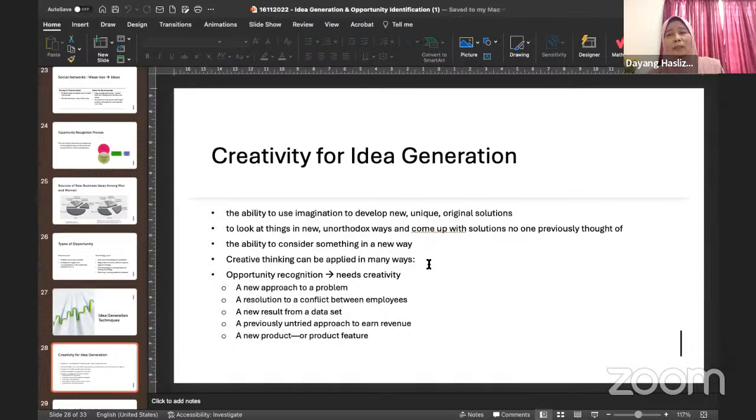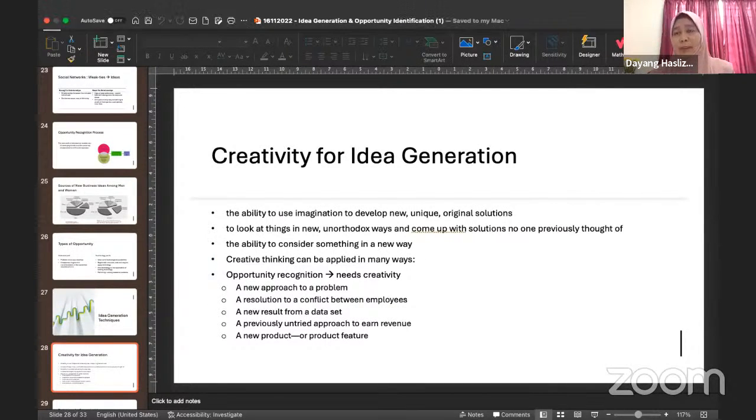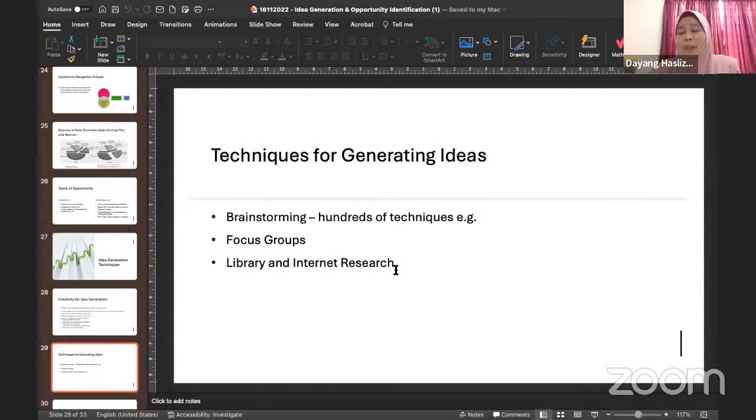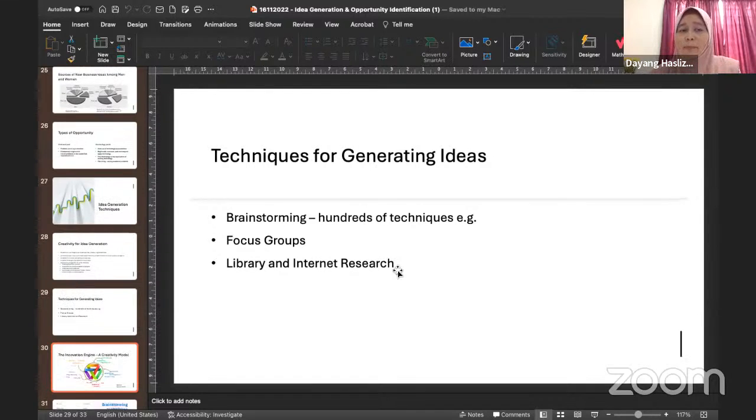Creativity is about looking at things in new, unusual, uncommon ways, and coming up with solutions that no one has previously thought of. Coming up with something new can be used for many purposes. There are a lot of idea generating techniques: brainstorming, focus groups, research. Remember, by being creative you generate a lot of ideas, then you can choose and refine those ideas to become opportunities.